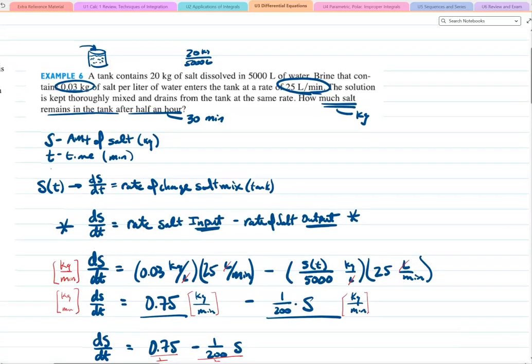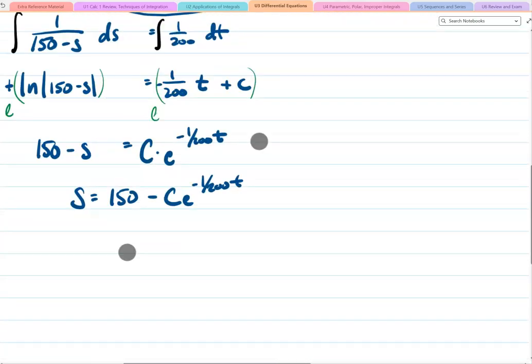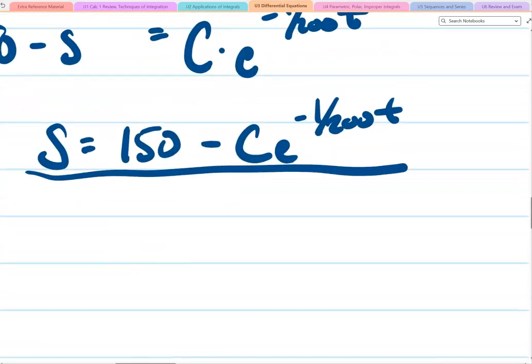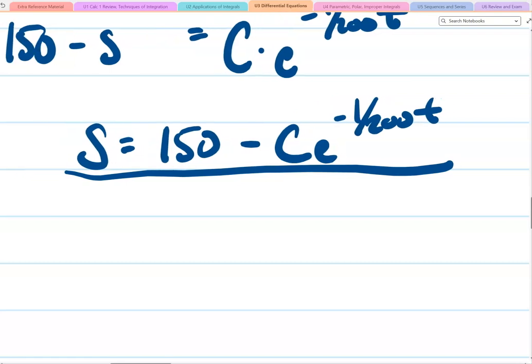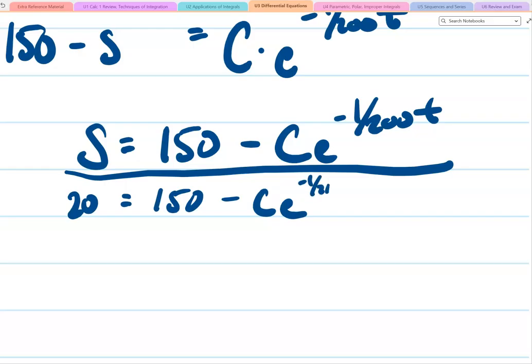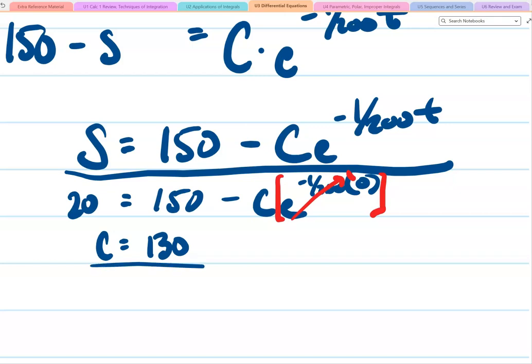If we jump back up to the given info, we know that there was 20 kilograms of salt at the beginning of this event at time 0. So to solve for our C, our initial condition, we can set 20 equal to S, and now 150 minus C times e to the negative 1 over 200 times 0. Well, this group turns into a 1 because e to a power of 0 is 1. So that goes away. 150 minus C has to equal 20. So now we know that C is equal to 130. Cool. So our C value is 130.